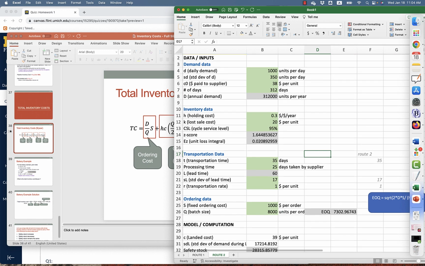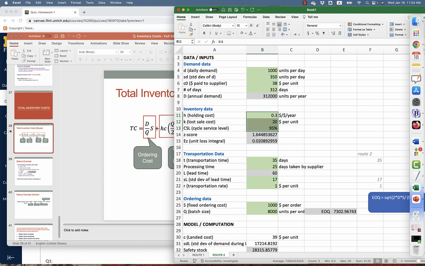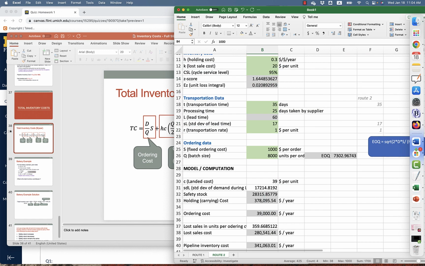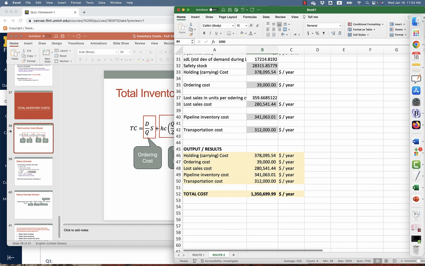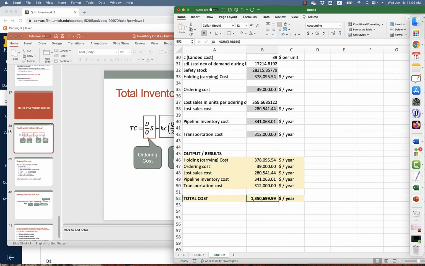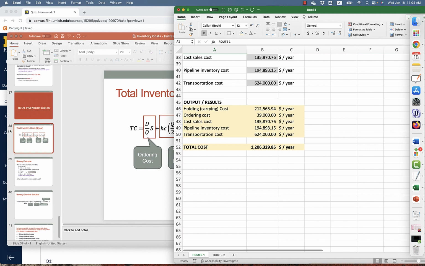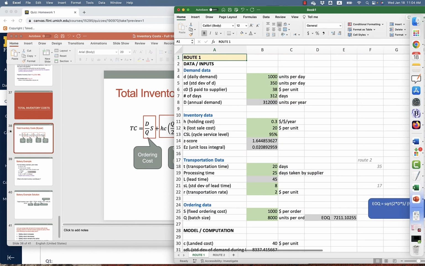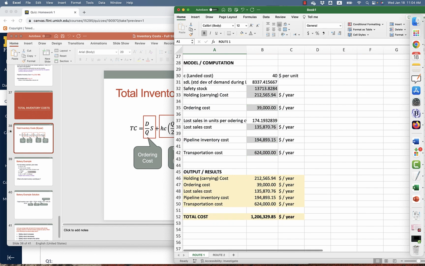Holding cost, this does not change. This does not change. So I think that's it. That should be it for route 2. Wow, and notice my total cost for route 2 is bigger than my total cost for route 1, which is surprising because I'm halving my transportation cost.